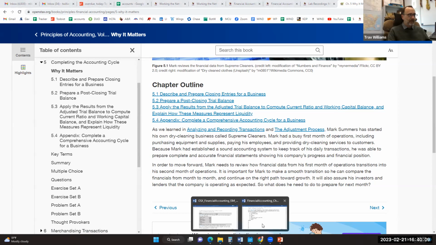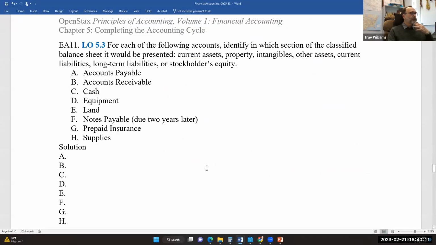So let's see, going back to here. For exercise 11, that's what we need to do here. So accounts payable, we know, is a liability, and our suppliers expect us to pay them typically within a month or two. So this would be a current liability. Accounts receivable is an asset, and we expect to be paid by our customers within a month or two, if not sooner. So that would be a current asset.